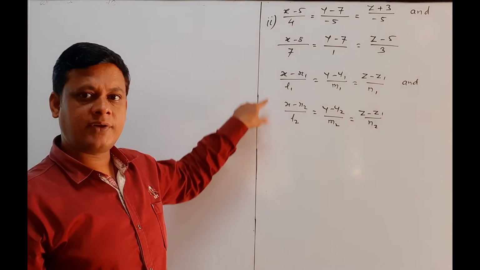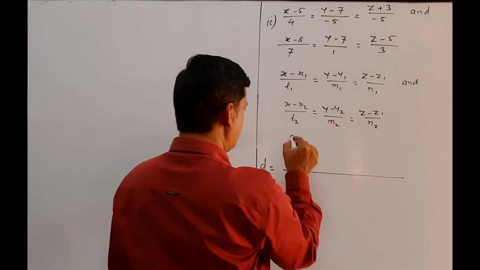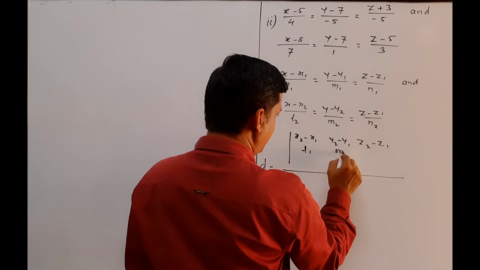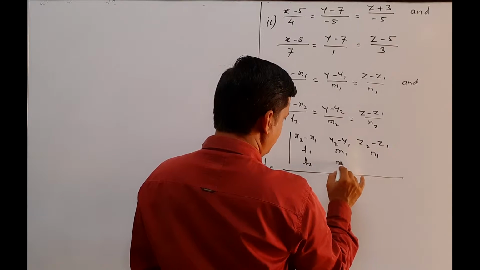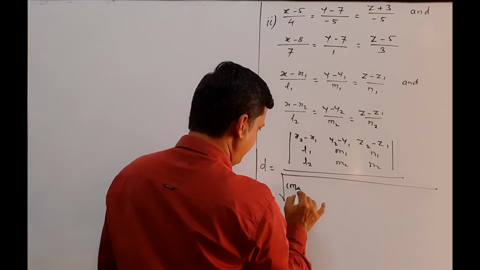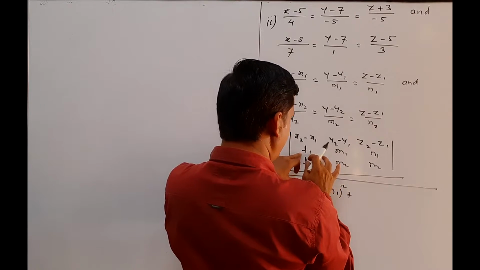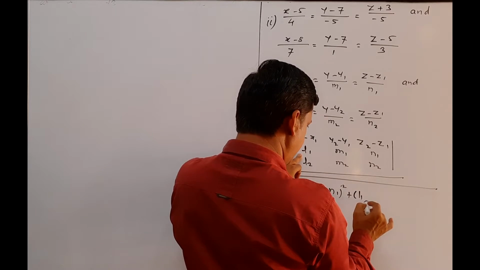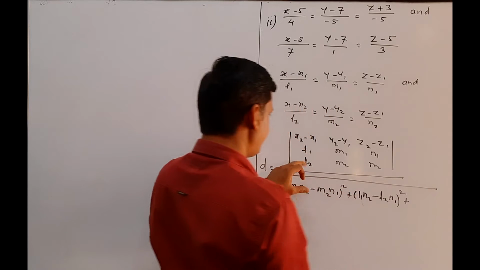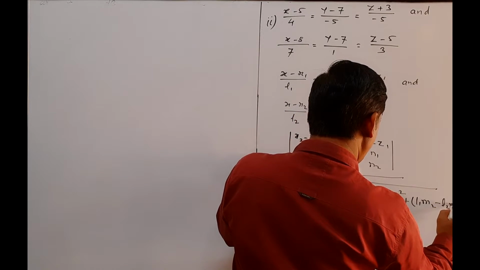If the given equations are of this type, then the distance between these two lines is given by d equal to, in the numerator, a determinant with first row x2 minus x1, y2 minus y1, z2 minus z1, in the second row L1, M1, N1, in the third row L2, M2, N2, and in the denominator, under root, M1 into N2 minus M2 into N1, its square, plus L1 into N2 minus L2 into N1, its square, plus for the last column L1 M2 minus L2 M1, its square.